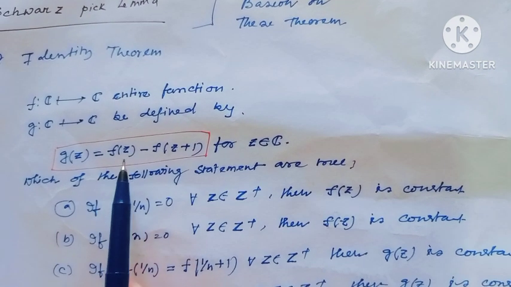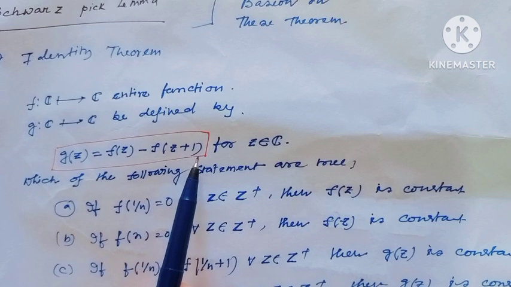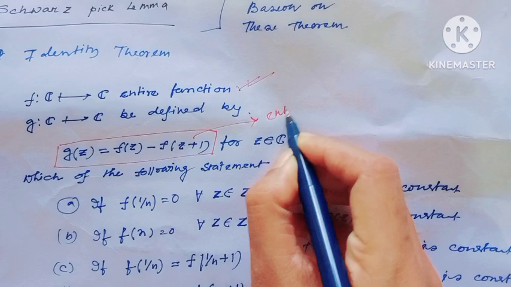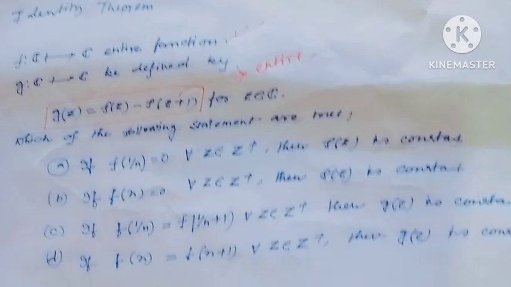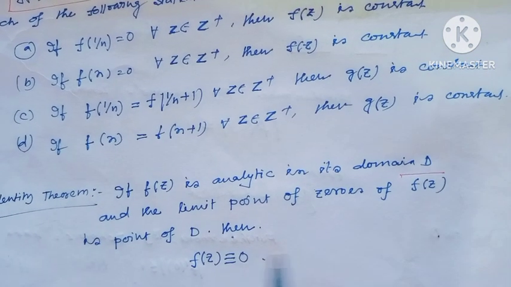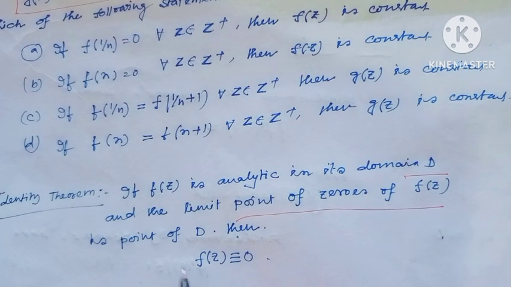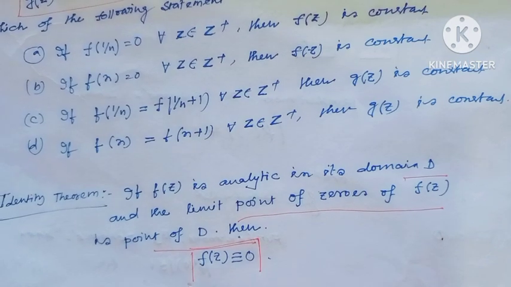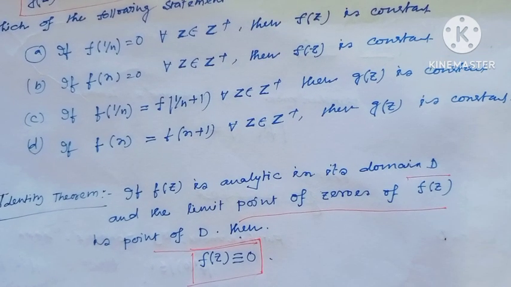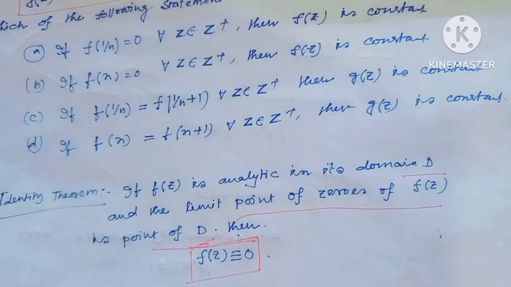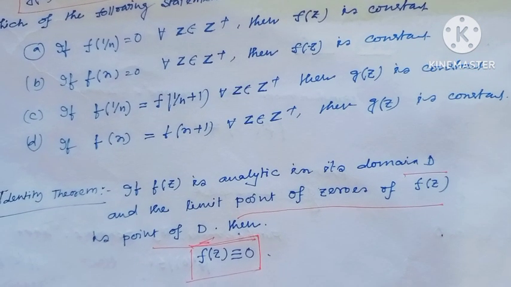Here g(z) equals f(z) minus f(z plus 1), and since f is entire, obviously this g(z) is an entire function. And all of us know the identity theorem: if f(z) is analytic in a domain D and the limit point of zeros of f(z) is a point of D, then we can tell f(z) is identically 0.